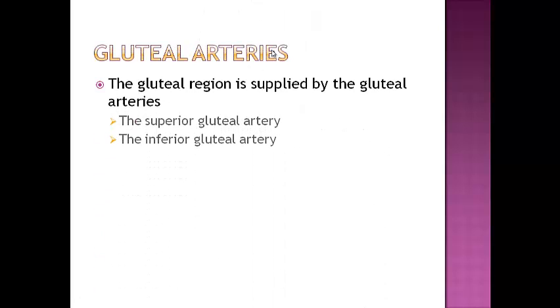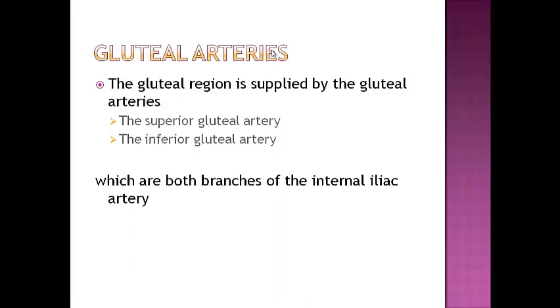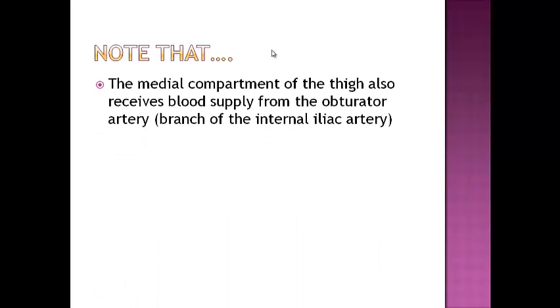So the gluteal region is supplied by the gluteal arteries, which are superior and inferior, and they are both branches of the internal iliac artery, which I explained a little bit earlier as being one of the arteries that are found in the pelvis. Okay, keep in mind that even though the medial compartment is supplied by the perforating branches of the profunda femoris, it also receives blood supply from the obturator artery, which again is a branch of the internal iliac. So think of the medial compartment as having 2 sources of blood supply.